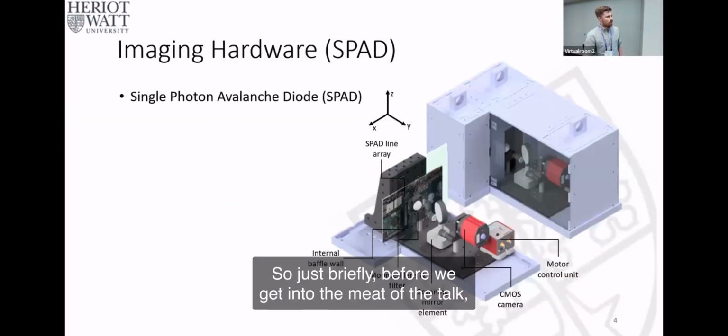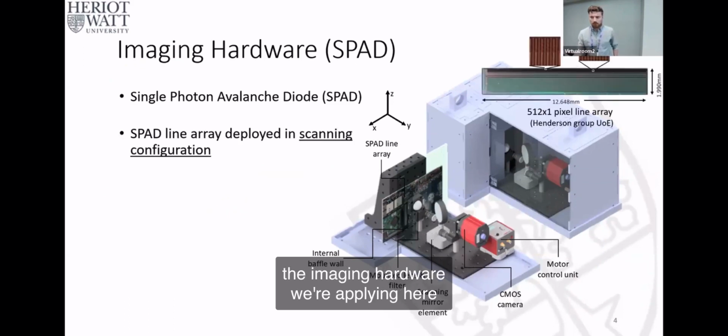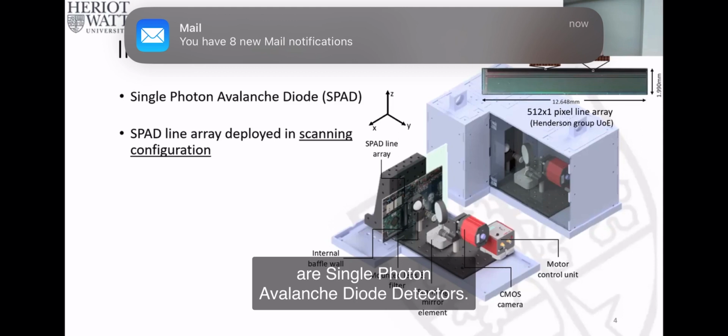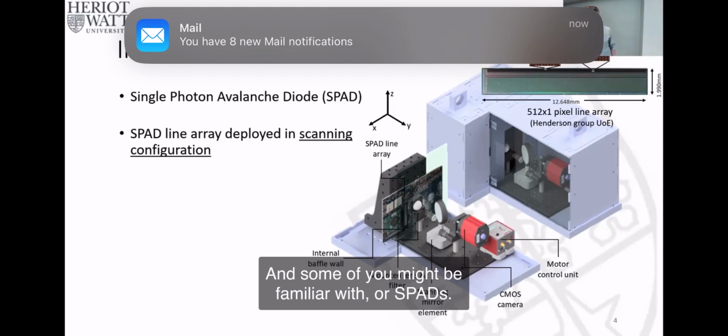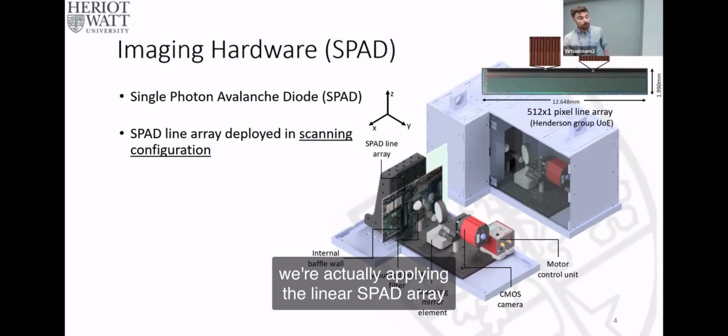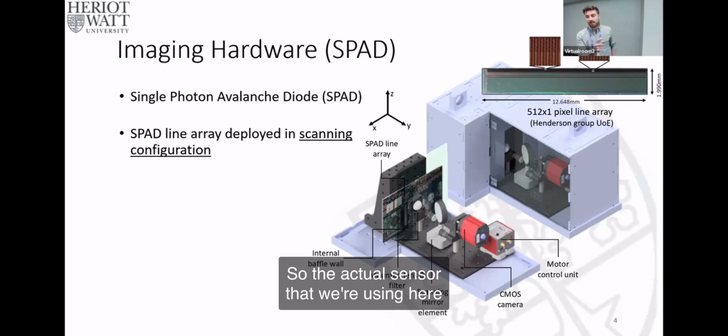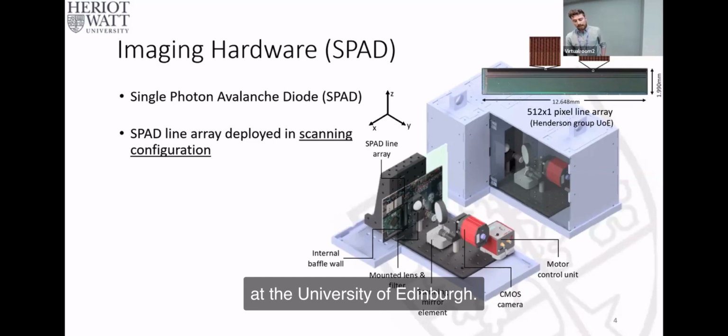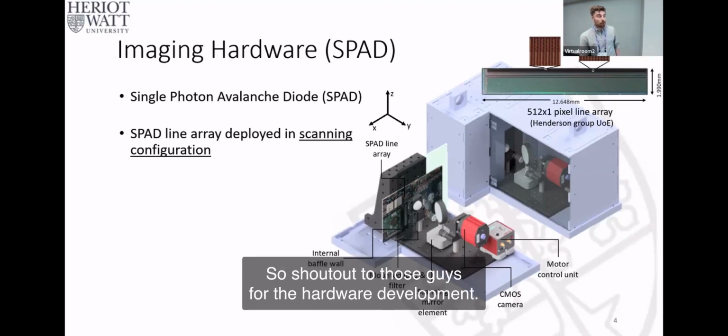Just briefly, before we get into the meat of the talk, the imaging hardware we're applying here is single photon avalanche diode detectors, or SPADs, that some of you might be familiar with. In the imaging system that I developed, we're applying a linear SPAD array in a scanning configuration. The sensor we're using was developed by the Henderson Group at the University of Edinburgh, so shout out to those guys for the hardware development.